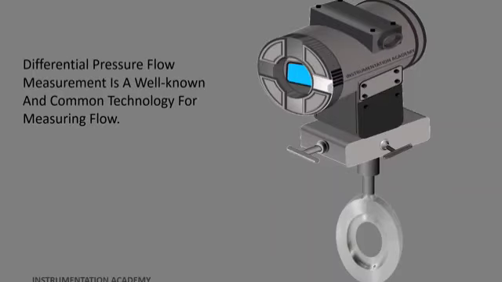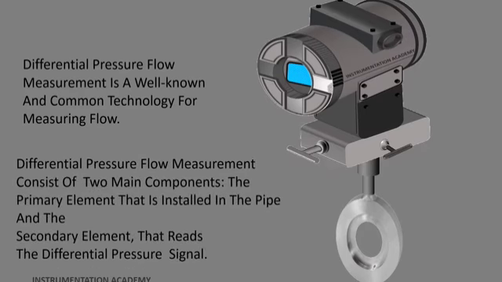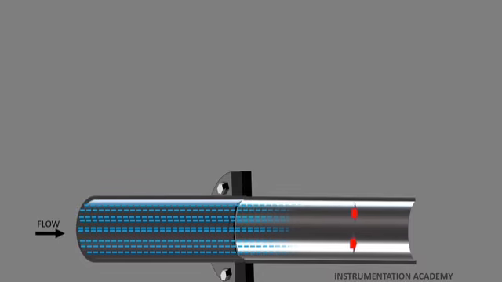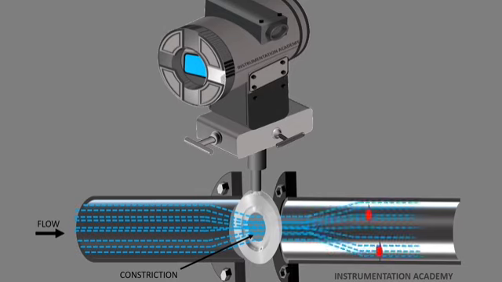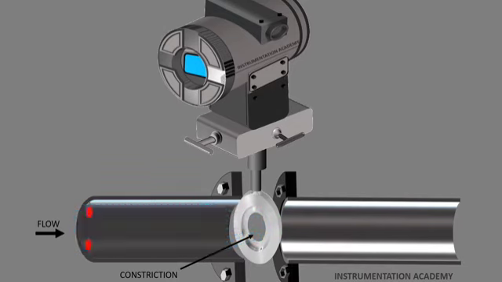Differential pressure flow measurement is a well-known and common technology for measuring flow. Differential pressure flow measurement consists of two main components: the primary element that is installed in the pipe and the secondary element that reads the differential pressure signal. Differential pressure flow meters introduce a constriction in the pipe that creates a pressure drop across the flow meter.